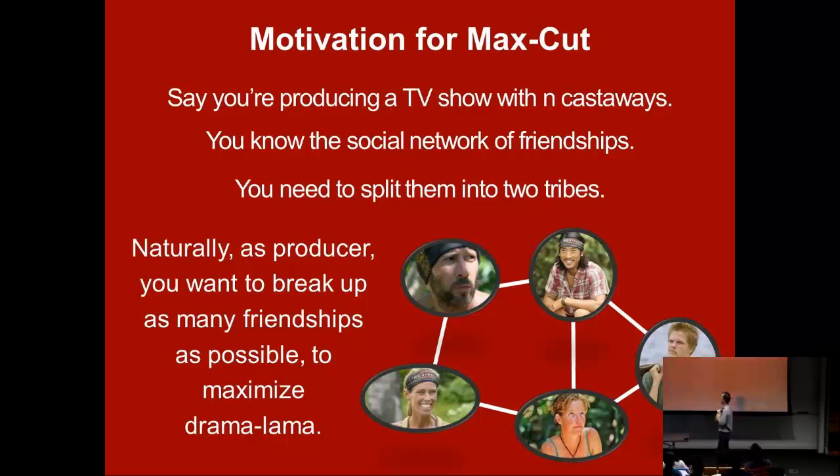Okay, so yeah, where does this come up? For example, let's say you're the producer of a TV show with N castaways. And let's say you know the social networks of friendships between them. So maybe there's 5 of them, and you know who's friends and who's enemies. And you have to divide them into 2 tribes, the yellow tribe and the blue tribe. And of course, what are you trying to do, right? You're the producers. You don't want to put the friends together, right? You want to separate them because you want drama, right? So you want to produce 2 teams or 2 tribes to maximize the number of broken friendships because you don't want the friends together.